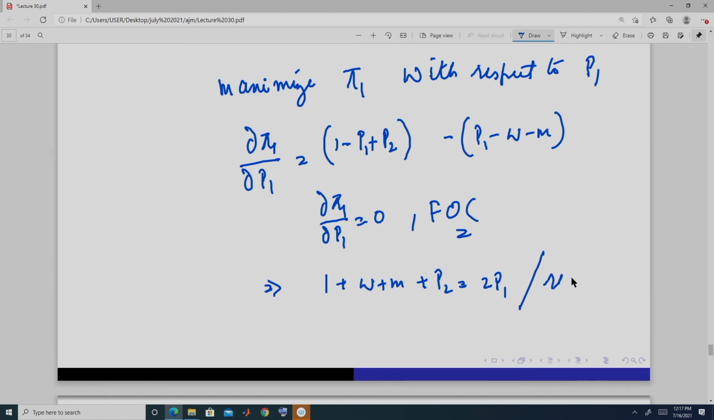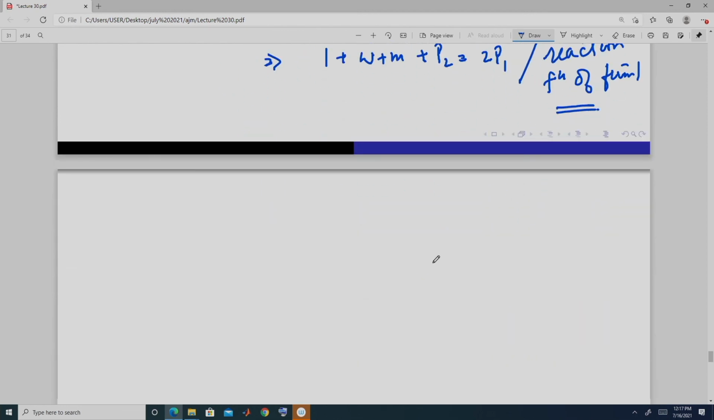This is the reaction function of firm 1. Similarly, firm 2, what it does, maximize P2 with respect to P2.